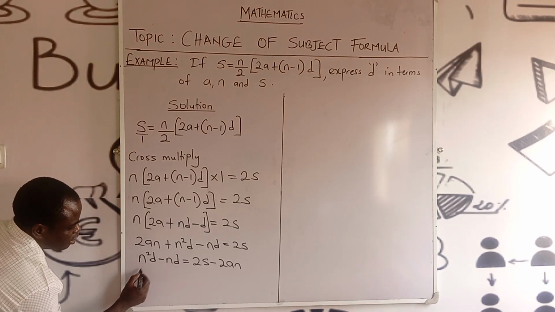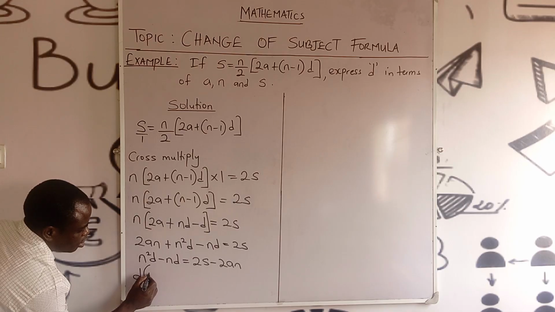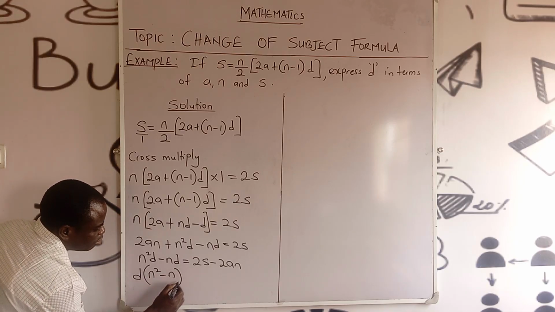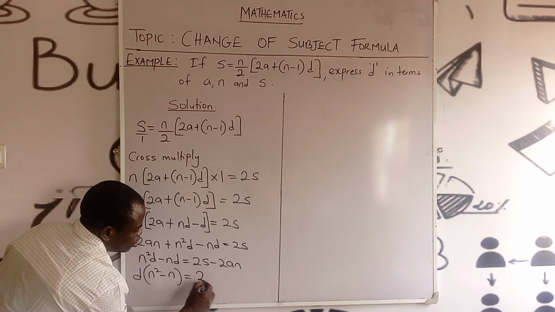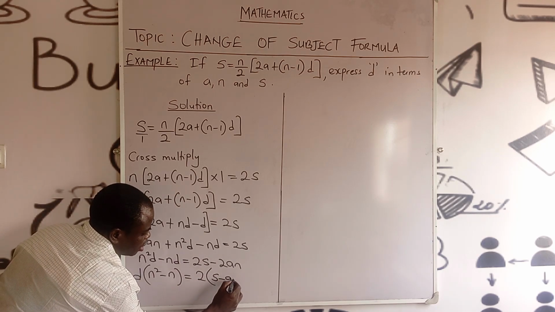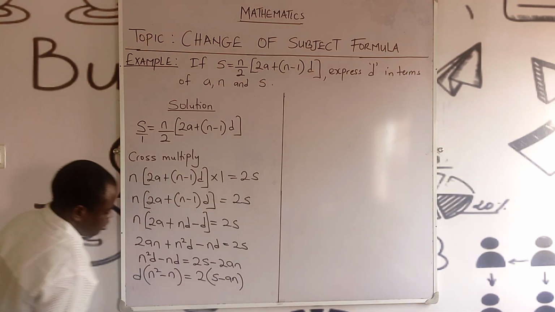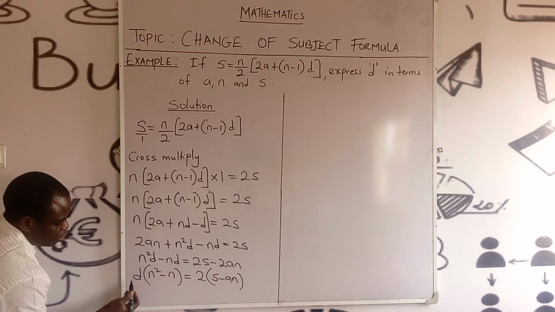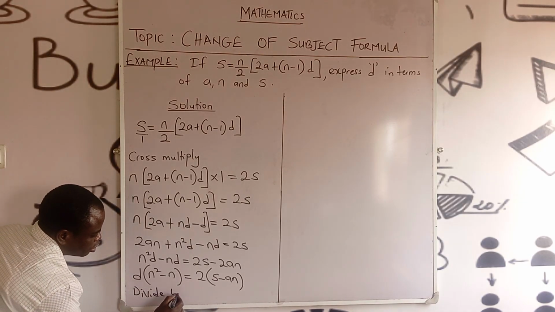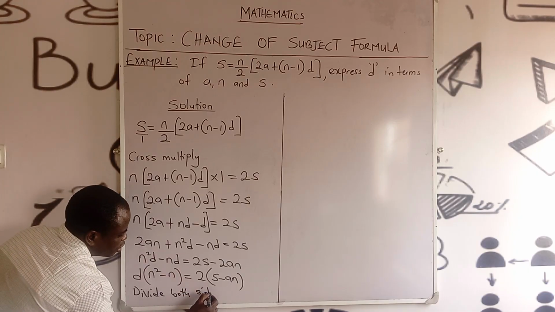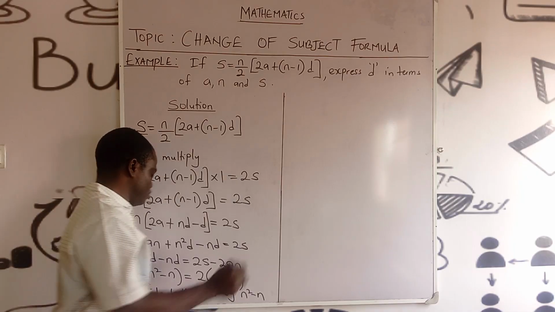Now let's factorize d out. d now into n squared minus n, close the bracket, equals to, what's common between 2s and 2an, that's 2 into s minus an. Okay, from here, you want to make d the subject of the formula, you divide both sides by n squared minus n.